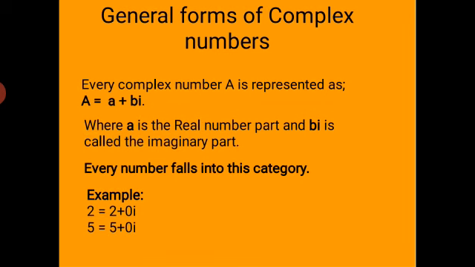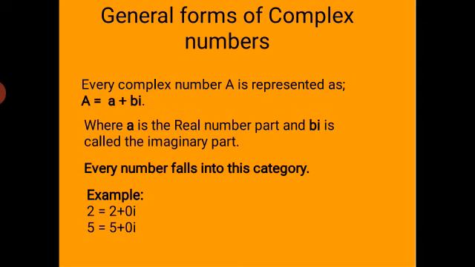General forms of complex numbers. How do we actually represent complex numbers, or how do we actually form complex numbers? Every complex number A is represented as a plus bi. So we have A equals a plus bi. And actually, any number at all in this world can be decomposed into this form, where small a is a real number part and bi is called the imaginary part. Every number falls into this category.